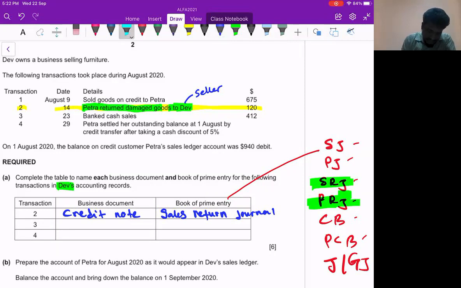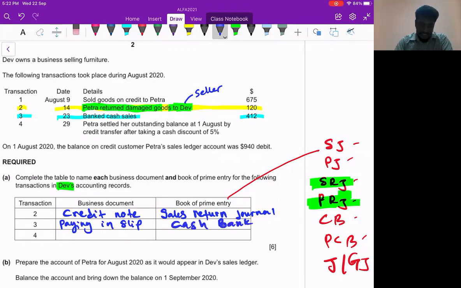Transaction number 3 is this: banked cash sales. Cash sales banked in. Whenever you bank in, what do we use? We use a paying-in slip, or you can say banking slip, also can. It's the money that you bank into the bank. This one will be recorded in the cash book since you bank in. So it's the cash book.